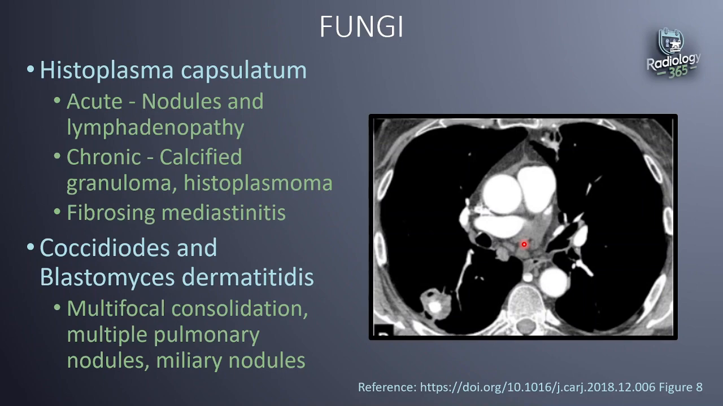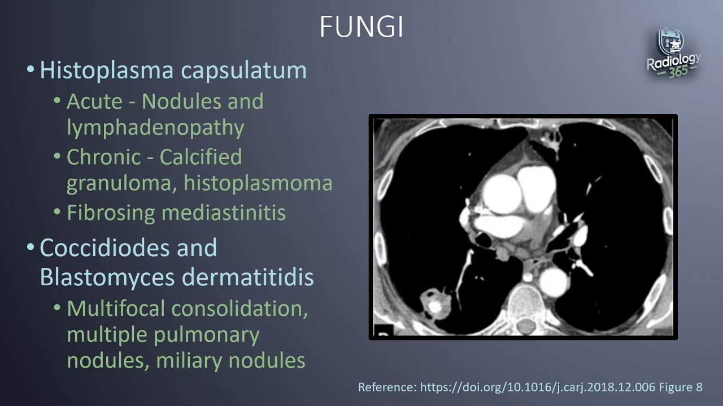So Histoplasma capsulatum is localized to the Ohio and Mississippi river valleys in soil contaminated with bat or bird droppings. The acute infection usually produces nodules and lymphadenopathy, and then the chronic sequela of infection causes calcified granuloma. A less common radiologic manifestation is a pulmonary nodule called a histoplasmoma, which can look like a neoplasm.